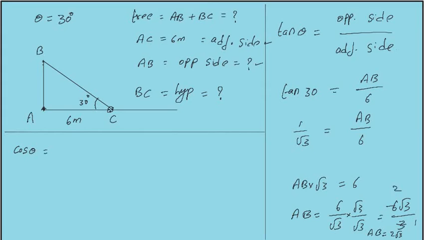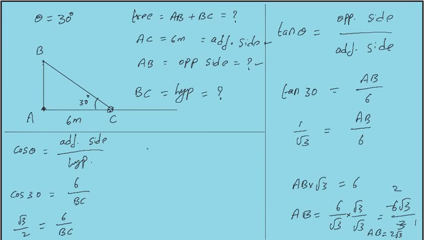Cos theta is equal to adjacent side by hypotenuse. What is cos 30? Now cos 30 is equal to, substitute. Adjacent you have. Adjacent is 6 meter, 6 by hypotenuse, which you have to find out, BC. Root 3 by 2 is equal to 6 by BC.